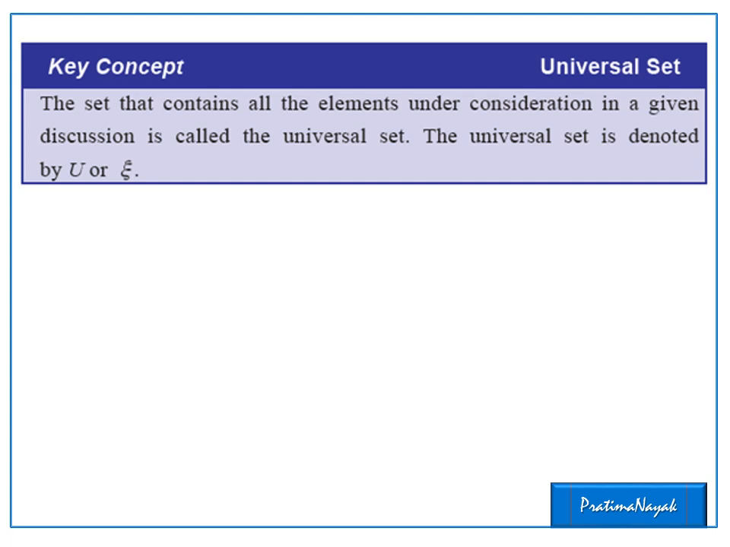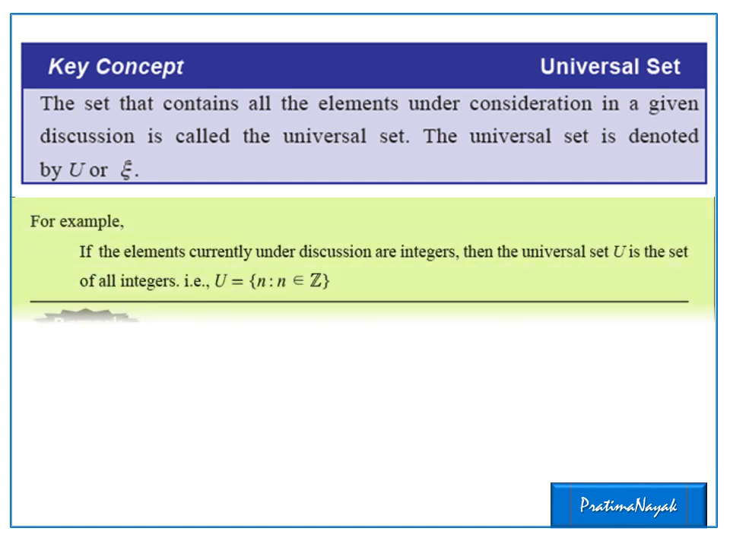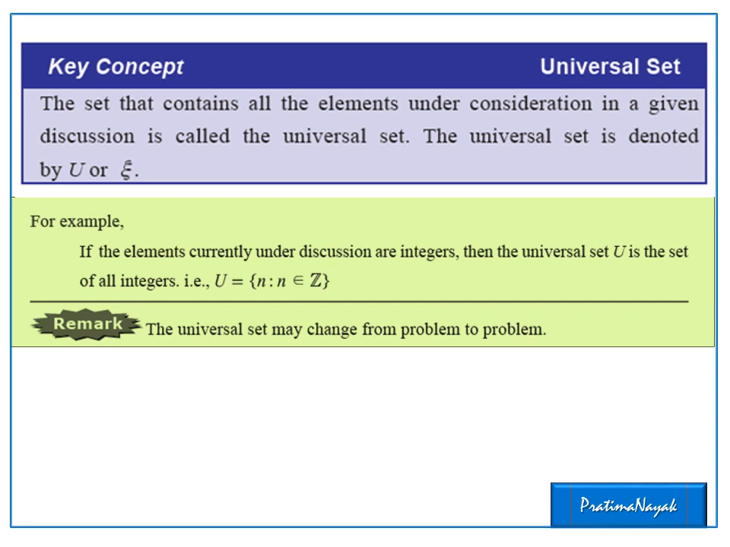Similarly, when we talk about English alphabet, the whole English alphabet is the universal set and set of vowel is a small set of it. As I mentioned, if the elements currently under discussion are integers, then the universal set U is the set of all integers. It is represented by U is equal to set of all n, n is an integer. And here we should note that the universal set may change from problem to problem.